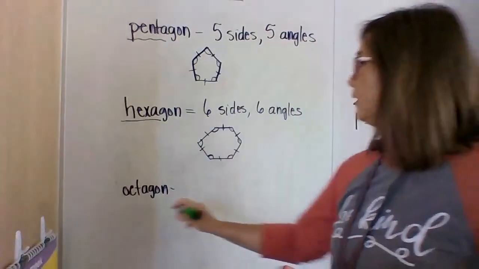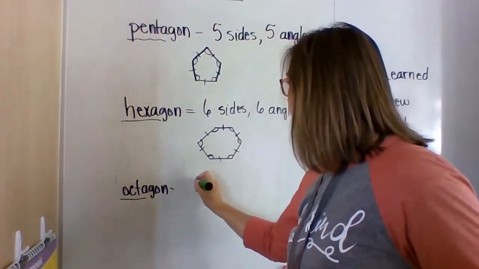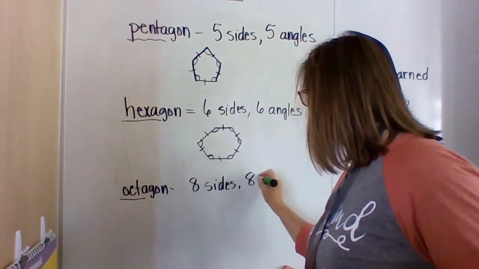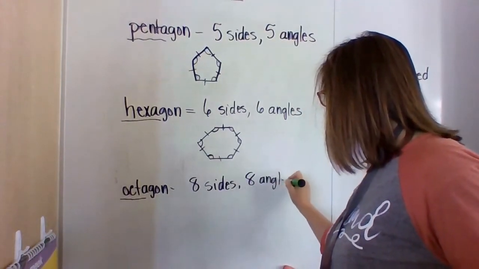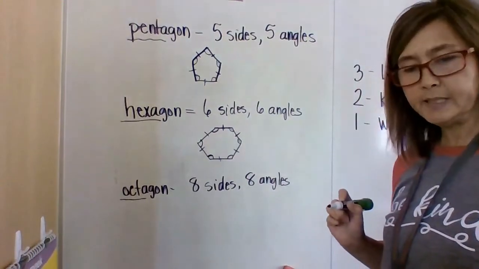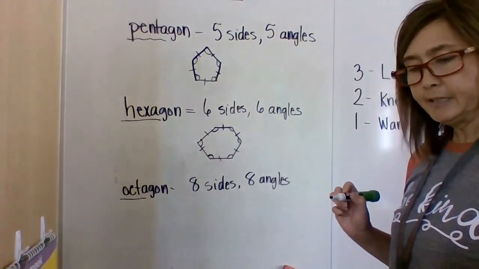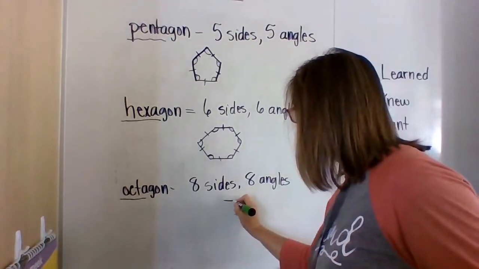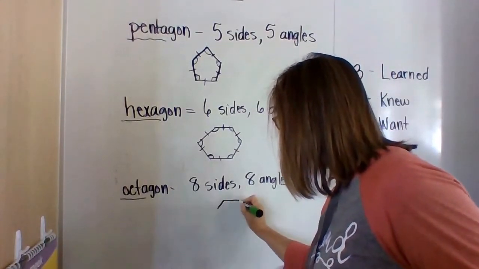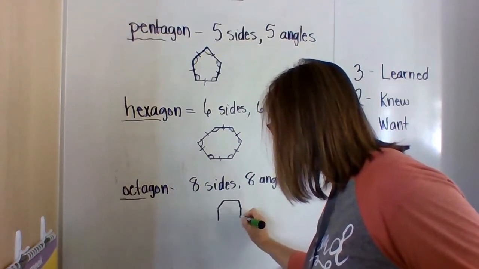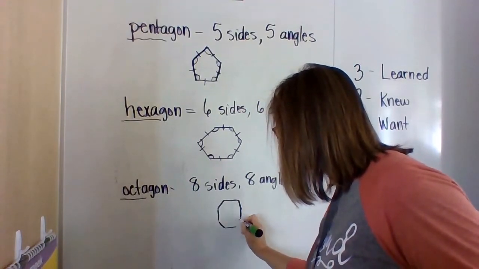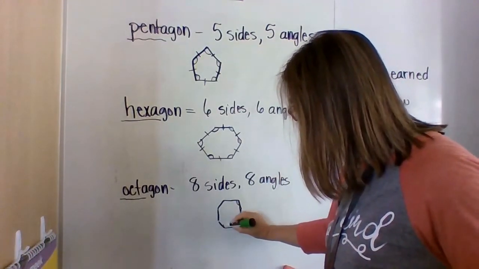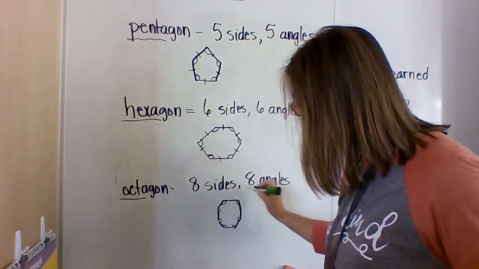An octagon, octa means 8. So it has 8 sides and 8 angles. All right, 8 sides, 8 angles. And I'm pretty horrible at drawing these. I will give it a try though. It's like a stop sign. So again, angle 1, angle 2, angle 3, angle 4, angle 5, angle 6, angle 7, angle 8, and then all 8 sides.